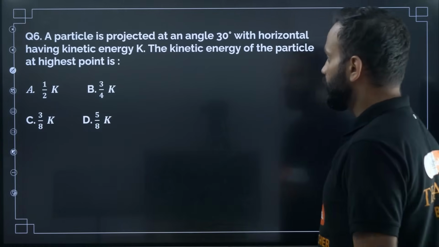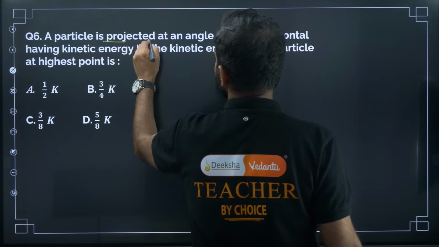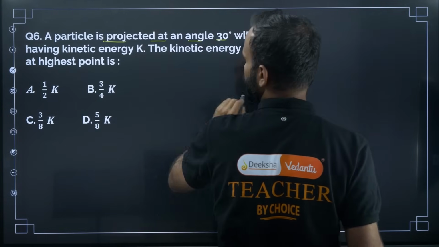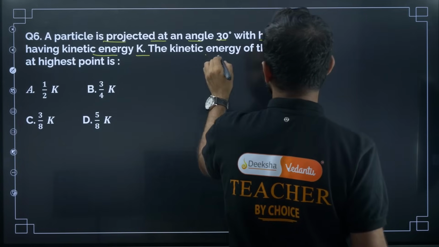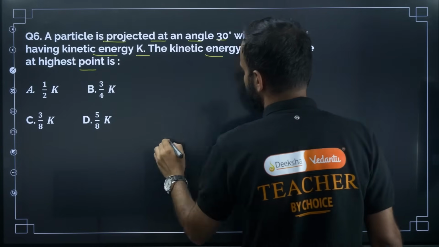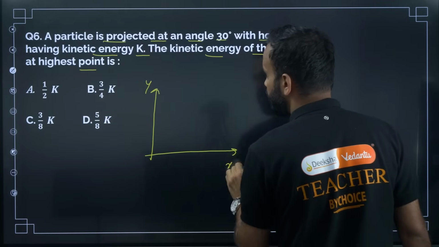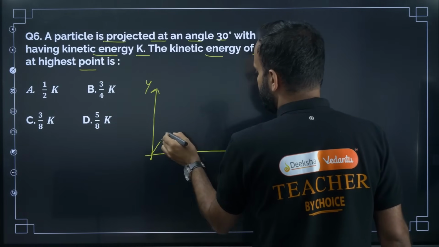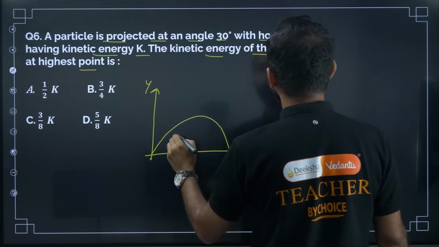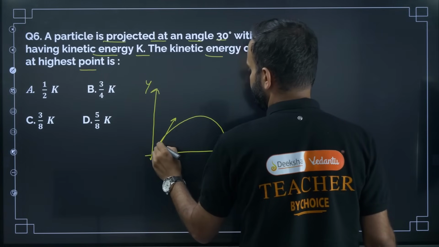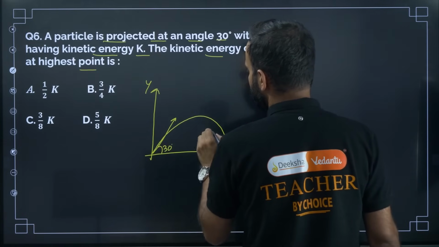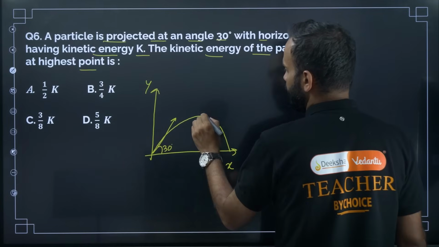Next question. Question number 6. A particle is projected at an angle 30 degree with horizontal having kinetic energy K. The kinetic energy of the particle at highest point. Okay, so this is y axis and x axis, right? So particle is projected at an angle of 30 degree, right? So we need to find the kinetic energy at the highest point.